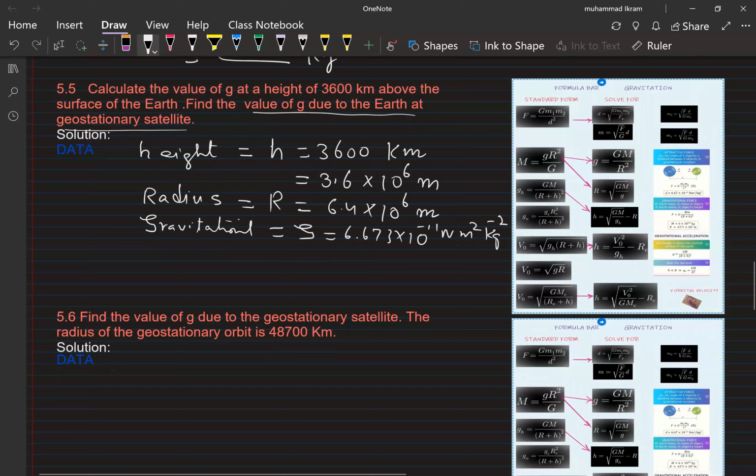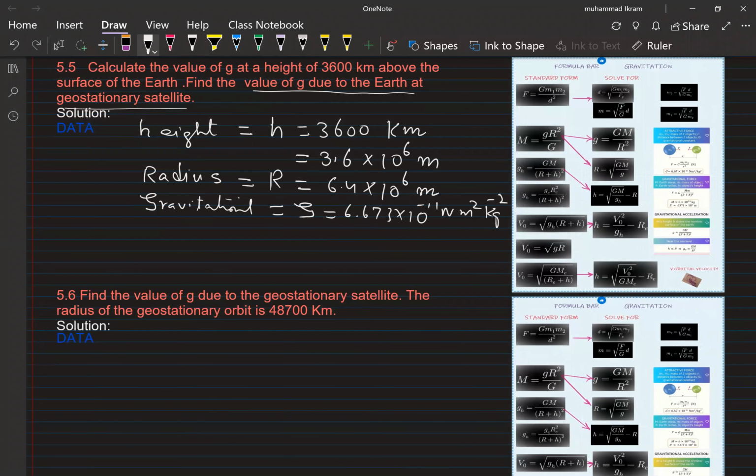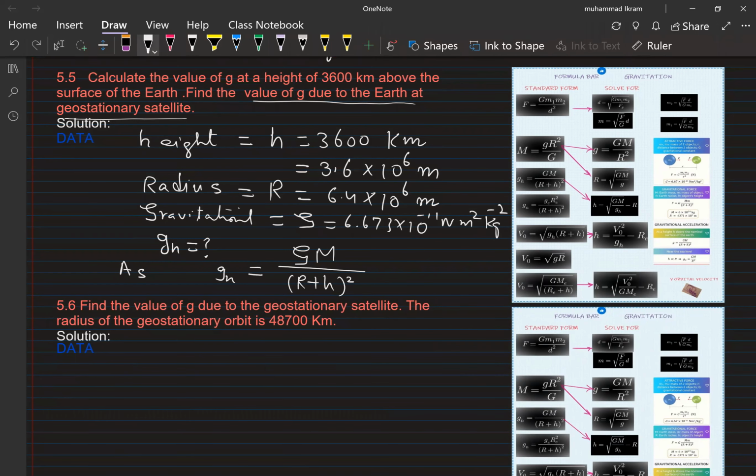Now when you are solving this, what is required? Find the value of g at that height h. So g_h is required. Which formula will be used? Of course, we know that g at height h will be equal to GM divided by (R plus h) whole square.